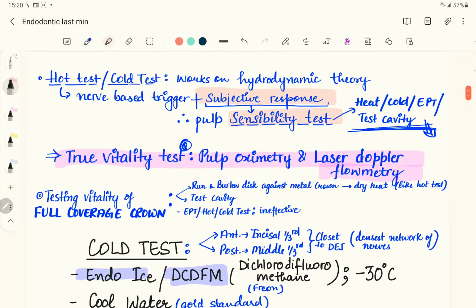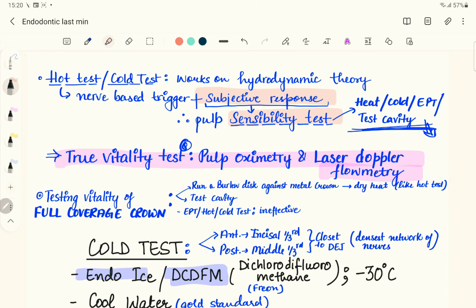So testing the vitality of a crown, how do we test the vitality of a crown or a cap or a full coverage crown? We take a burlew disc and then we start running it against the metal crown. That means we are producing a dry heat, like the kind of heat which we use in the hot test, but we are not doing a hot test. Or you can also do a test cavity.